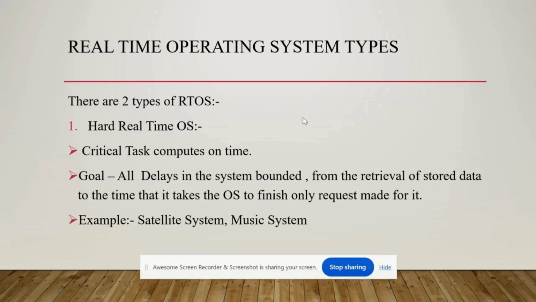Now coming to the real-time operating system types, there are two types of real-time operating system. First one is hard real-time operating system. Here critical tasks complete on time. The goal is that all delays in the system are bounded, from the retrieval of stored data to the time that it takes the operating system to finish any request made of it. Example, satellite system, missile system.